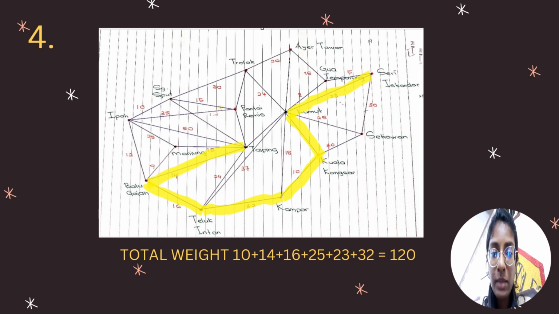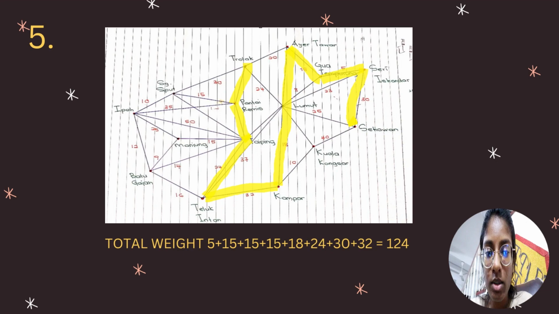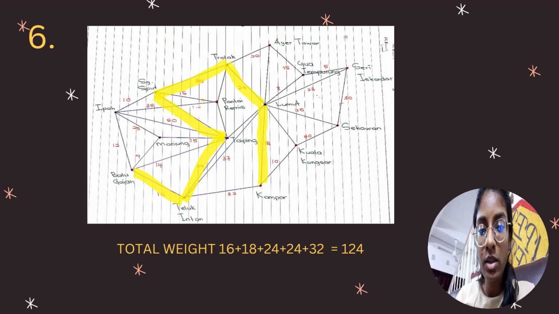And for the fourth spanning tree, the value is 10 plus 14 plus 16 plus 25 plus 23 plus 32, and the total is 120 kilometers. So for the next spanning tree, the value is 5 plus 15 plus 18 plus 24 plus 30 plus 32. So the total value is 124. So the value of the next spanning tree is 16 plus 18 plus 24 plus 24 plus 32, and the total is 124.